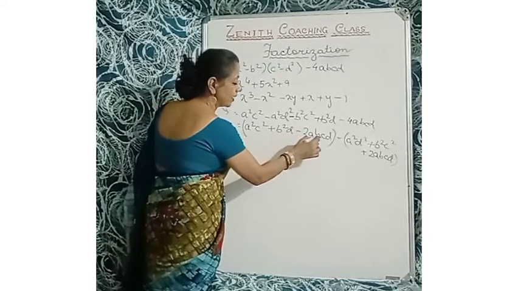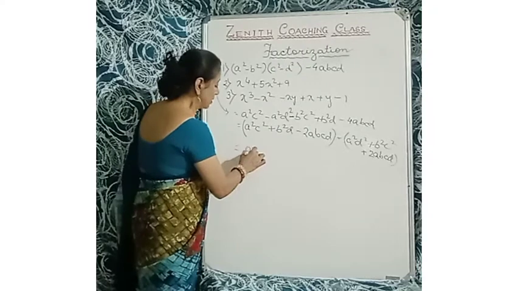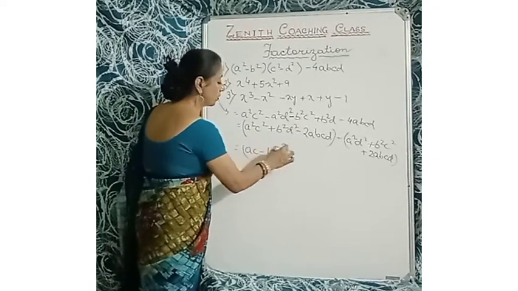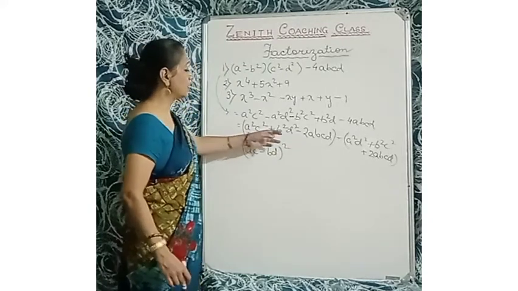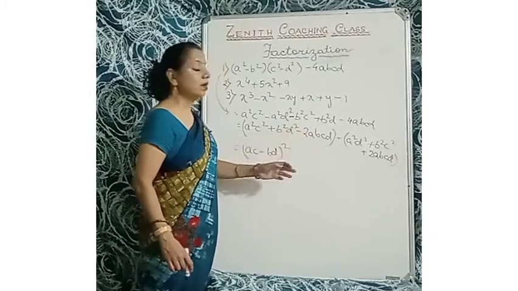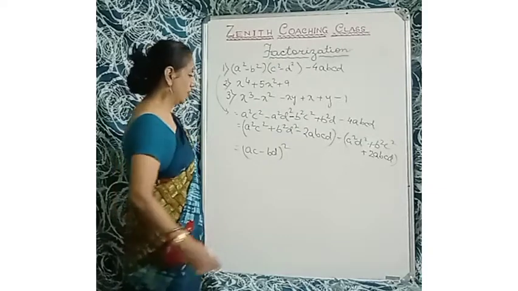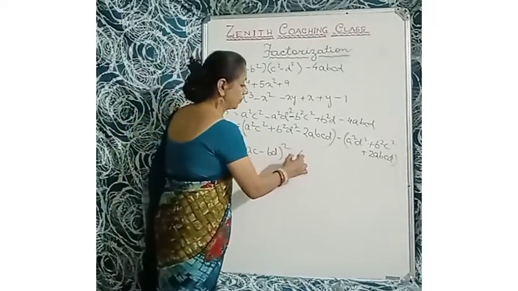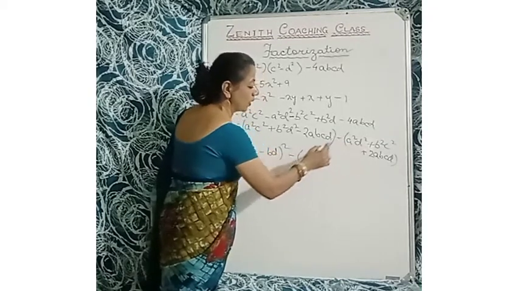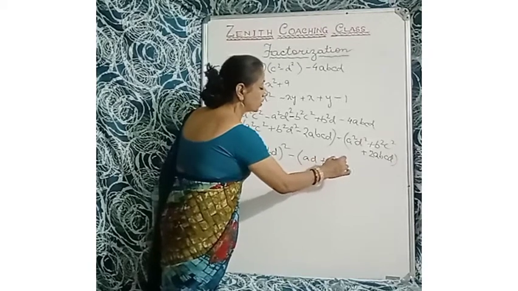So now what will you write here? ac and bd, all the same. So you can write it as ac minus bd whole square. It is a, it is b and it is 2ab. So a square plus b square minus 2ab is a minus b whole square. Now understood the sum? Then minus. Here is the same thing: a square plus b square plus 2ab, so ad plus bc whole square.